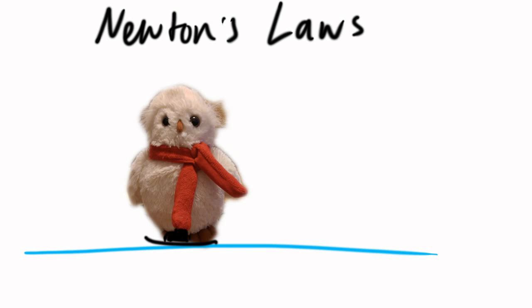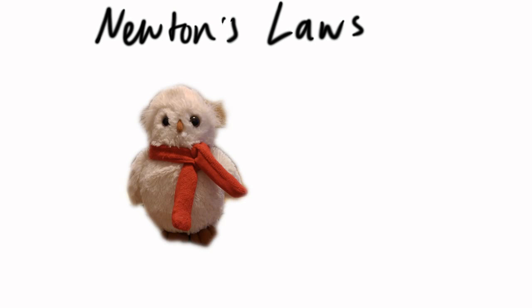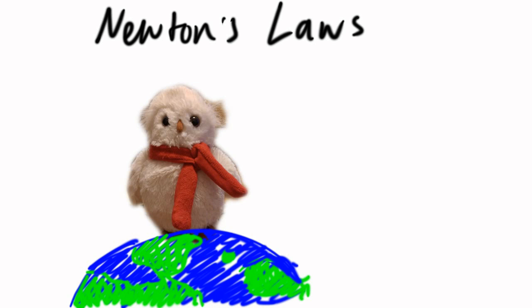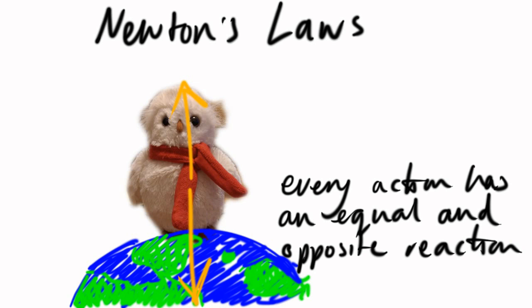Another difficult thing to understand about this is, even if we consider Snowbird as he is normally standing on Earth, Earth pulls down on him with the force of gravity. Well, actually, Snowbird also pulls up on Earth with the same force of gravity. So Newton's third law, when expressed in words, is every action has an equal and opposite reaction.